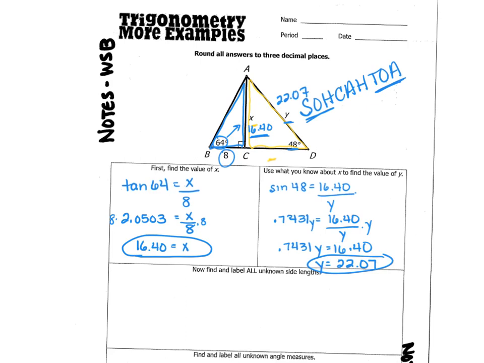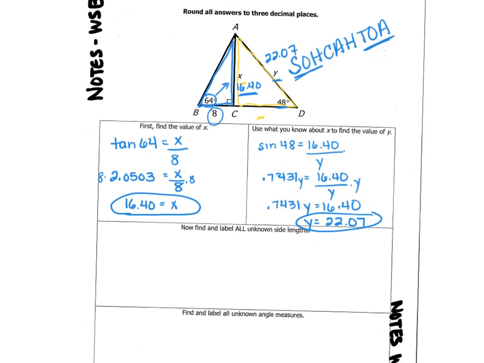Okay, the next question says, now find and label all unknown side lengths. So now I need to look at all of the things that I need to find. Well, I need to find this hypotenuse over here. That would be part of the blue triangle. And then I also need to find this other side length of the yellow triangle. Let's go ahead and find the yellow triangle first.